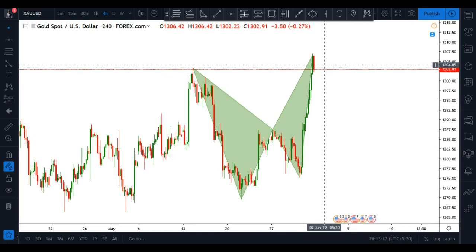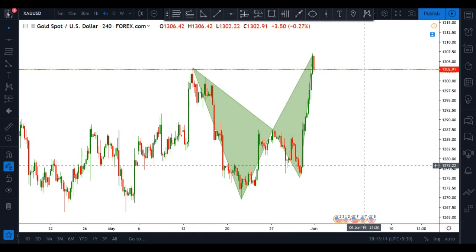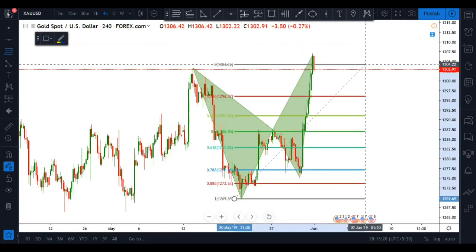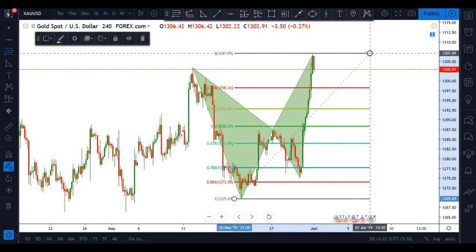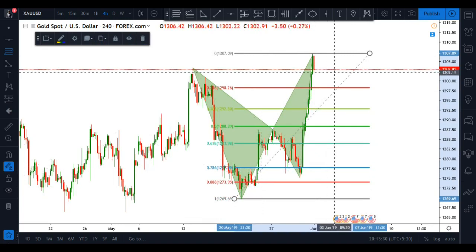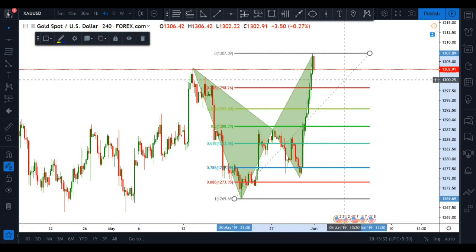makes to go short. Again, the targets for this pattern will be exactly as normal. A point to D point, and 382 first target, 618 second target, and 786 third and final target. So traders, that is what we are expecting out of the forex market this week.